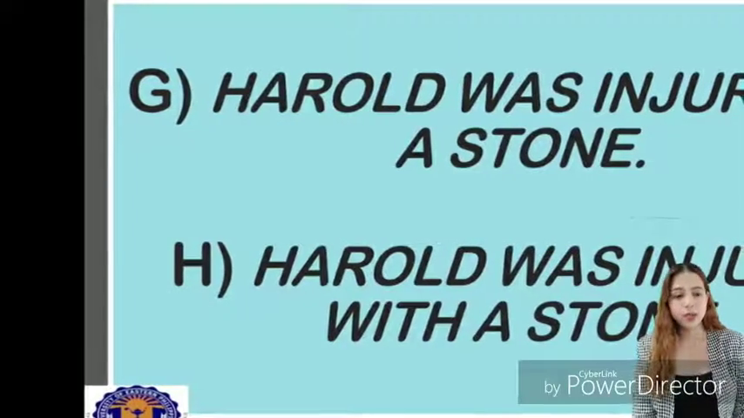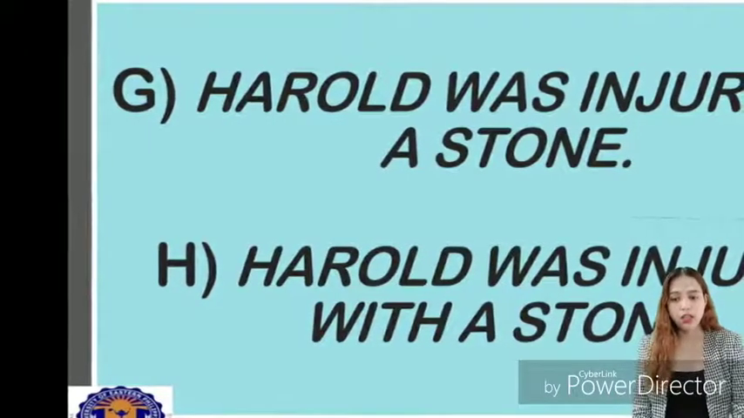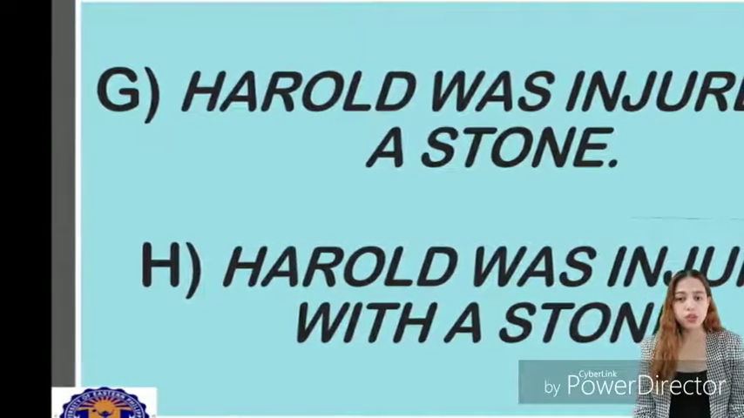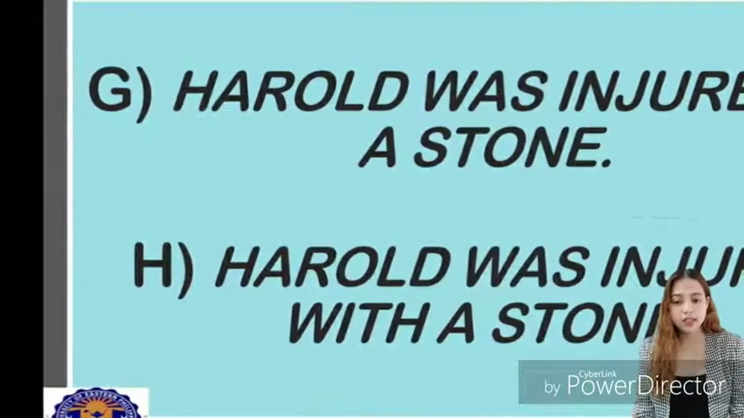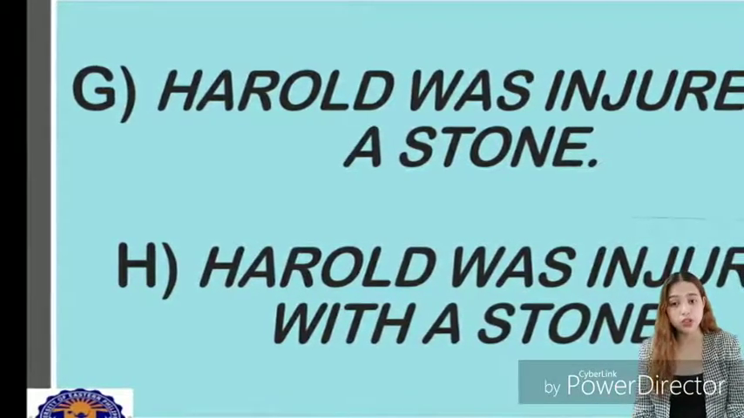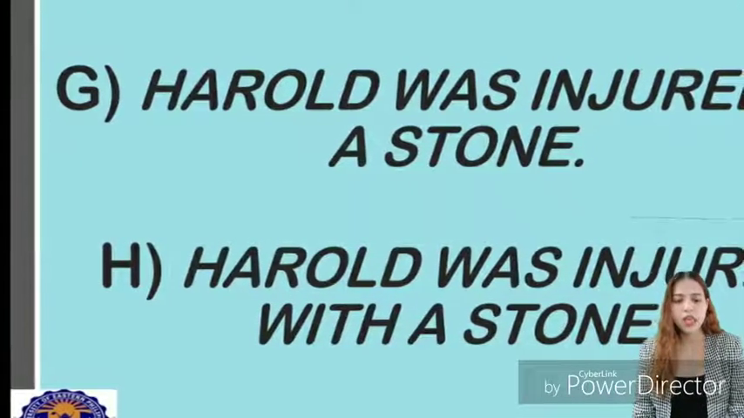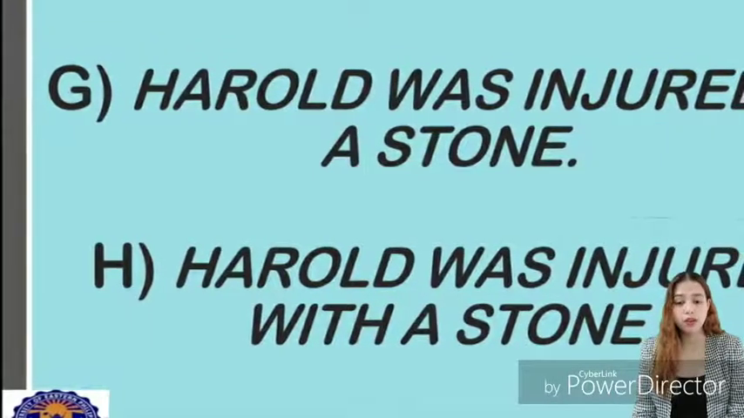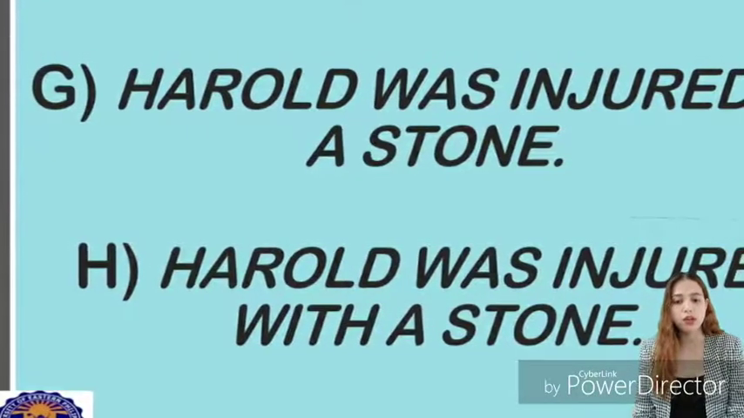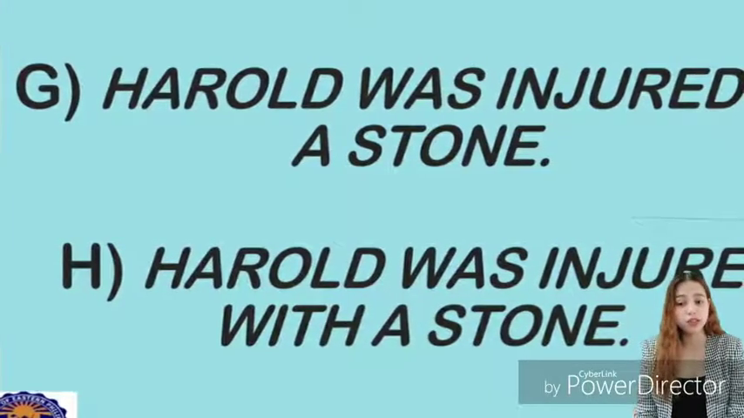A slightly different situation is presented by the contrast between the following examples. Sentence G. Harold was injured by a stone. Sentence H. Harold was injured with a stone. These sentences share some properties. For example, both describe someone being injured and a stone being involved. But they are not completely synonymous. If the stone was part of a natural rock wall, only sentence G applies because H implies that someone threw a stone at Harold with intent to do harm. Now, how can we describe such meaning differences?